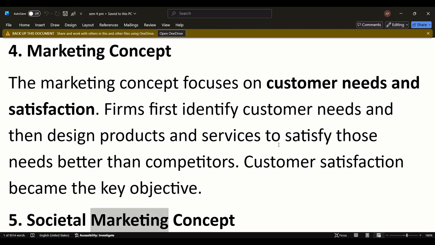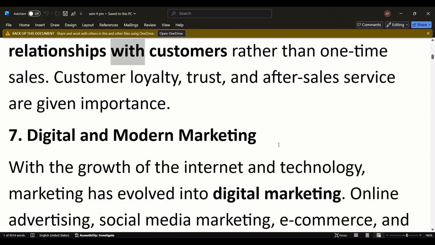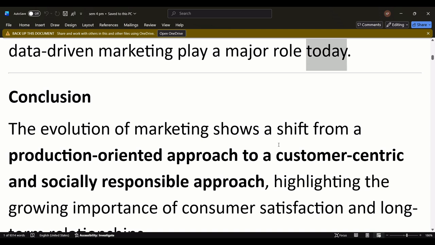5. Societal marketing concept. This concept emphasizes not only customer satisfaction but also social welfare and long-term interests of society. Businesses consider environmental protection, consumer safety, and ethical practices along with profits. 6. Relationship marketing. Modern marketing focuses on building long-term relationships with customers rather than one-time sales. Customer loyalty, trust, and after-sales service are given importance. 7. Digital and modern marketing. With the growth of the internet and technology, marketing has evolved into digital marketing. Online advertising, social media marketing, e-commerce, and data-driven marketing play a major role today.